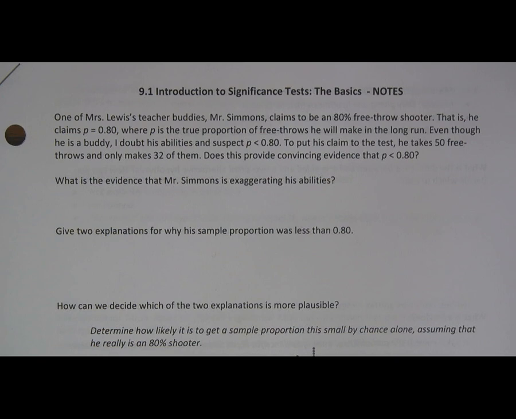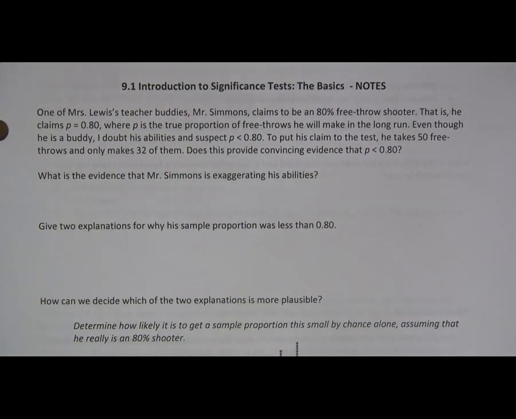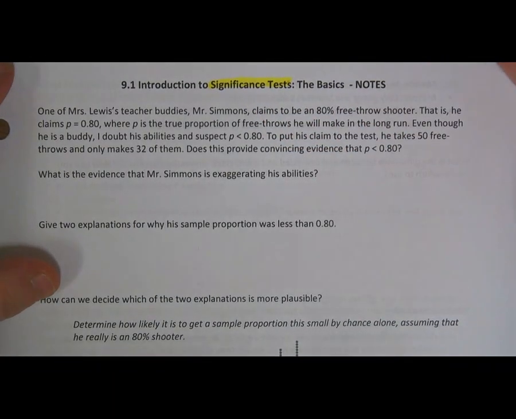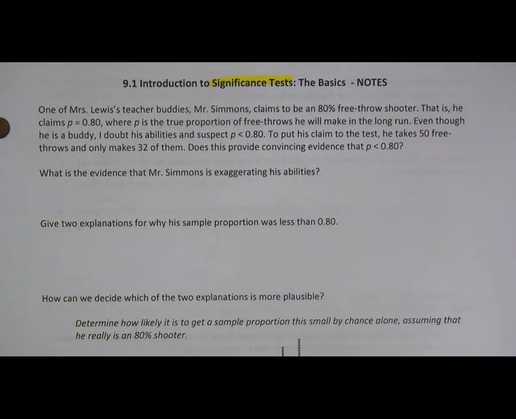So the last chapter, chapter 8, was about confidence intervals for population proportions. And we're going to switch gears and look at a different way that you might be able to test a claim for a population. It's called a significance test. So today I'm just going to introduce you to the idea of what that is and how to set things up. So let's look at this scenario here.